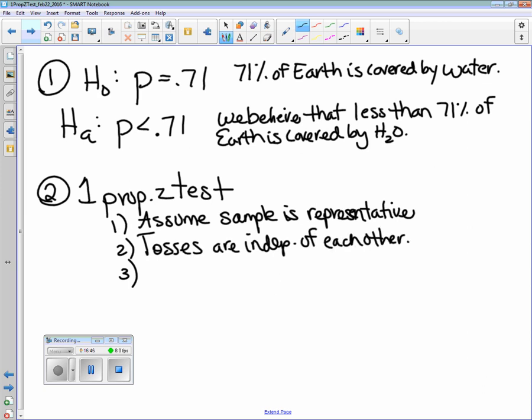And that third condition is the success failure. What's the formula? Byron, what's the formula for the success failure? What's that third condition for proportions? Has to do with an n and a 10.